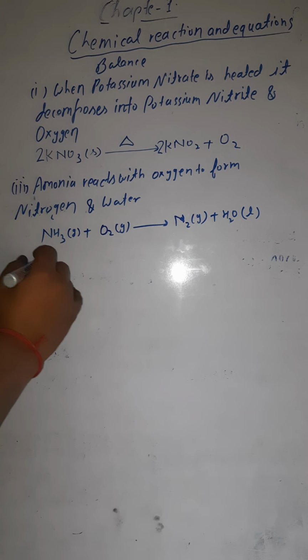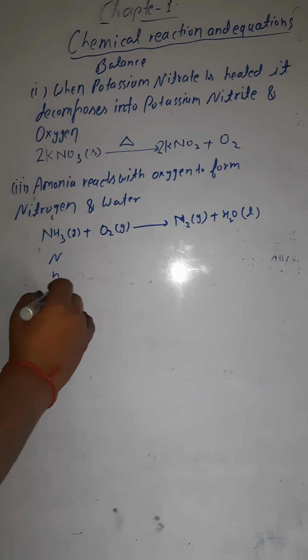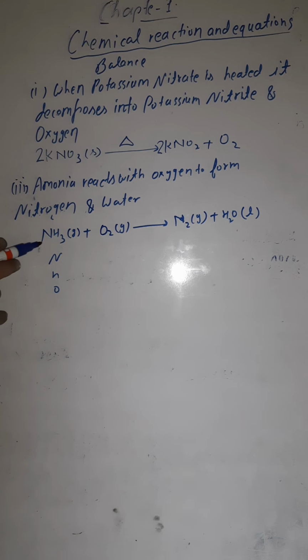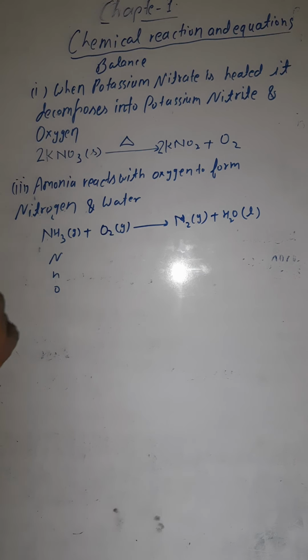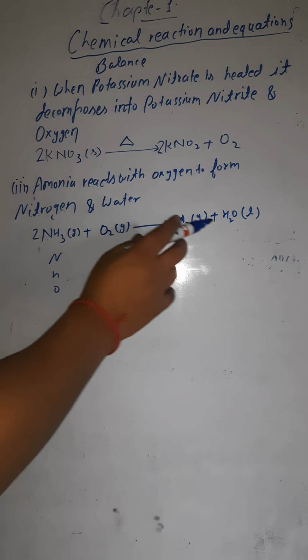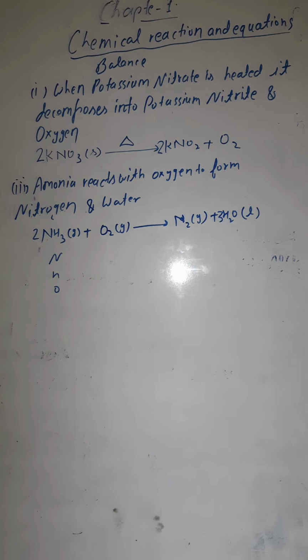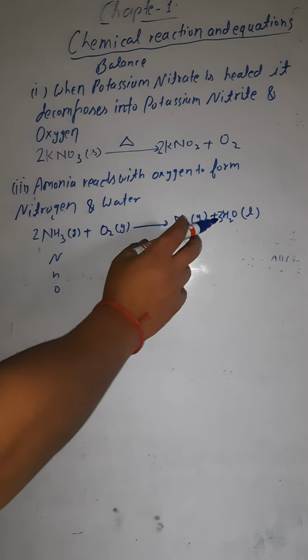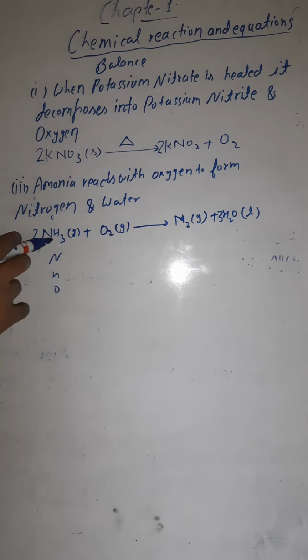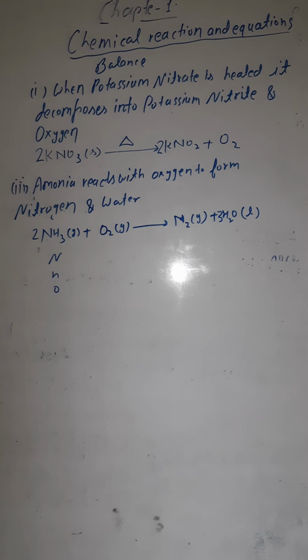Now at first you will balance nitrogen, then hydrogen, then oxygen. If you see, nitrogen only one atom, here two atoms of nitrogen are there, so write here 2, no problem. Now check hydrogen. 3 times 2 is 6 atoms of hydrogen here, only 2 atoms there. So if I multiply here by the coefficient 3, now hydrogen also you can see 6 hydrogen atoms here also, and 6 hydrogen atoms there also.